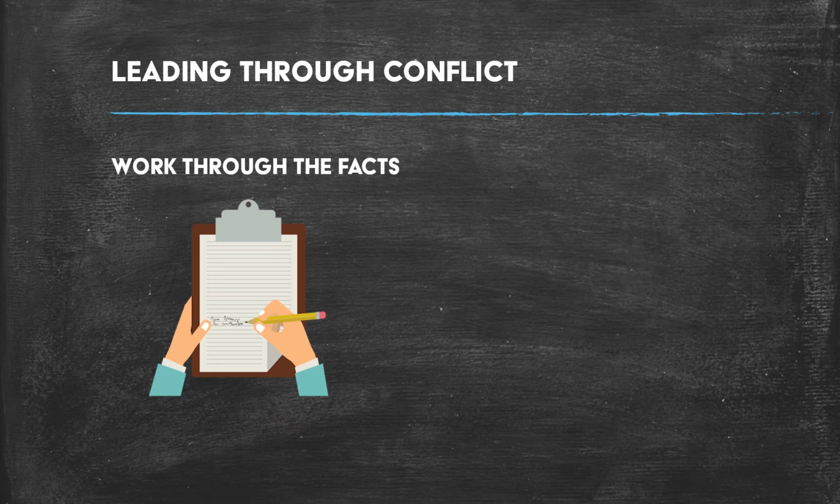Work through the facts. This sounds obvious, but different views, interests, and goals can often cause people to perceive problems differently. You'll need to agree on the problem that you are trying to solve before you can find an acceptable solution. It seems simple, but making sure everyone is on the same page can prevent a lot of confusion and help you solve your problem more quickly.